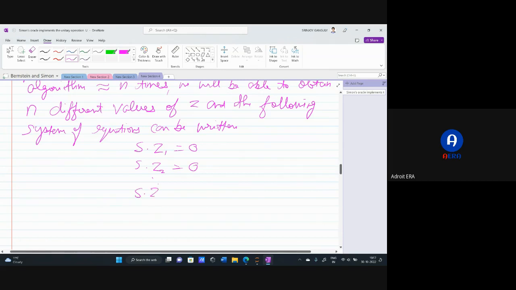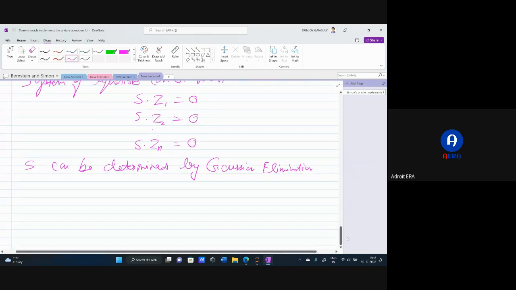s dot zn is equal to 0, and s can be determined by Gaussian elimination, which is a way of solving multiple linear equations, right? So that's it. That is the end of step 6, just measurement, and we get the result.